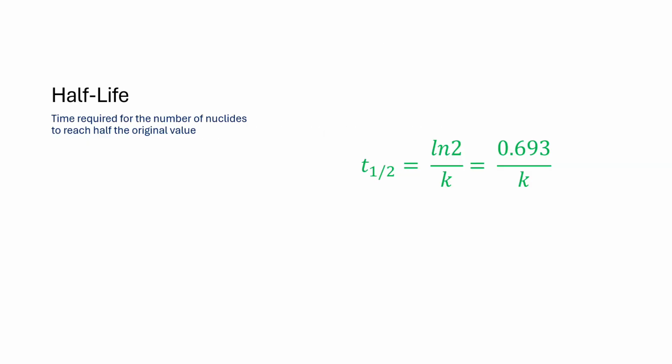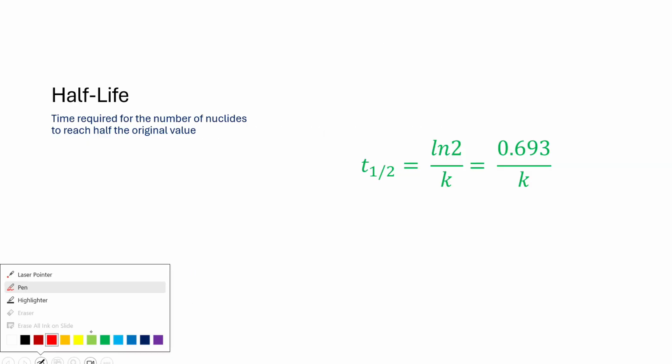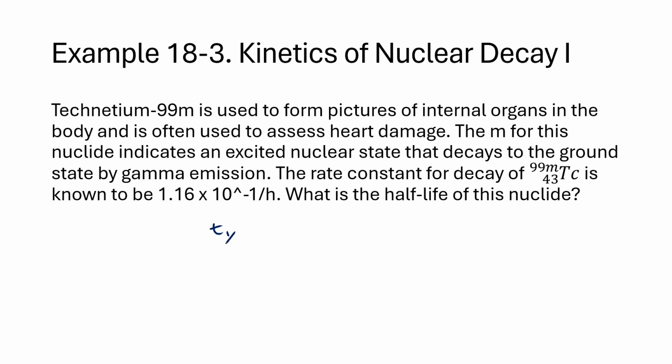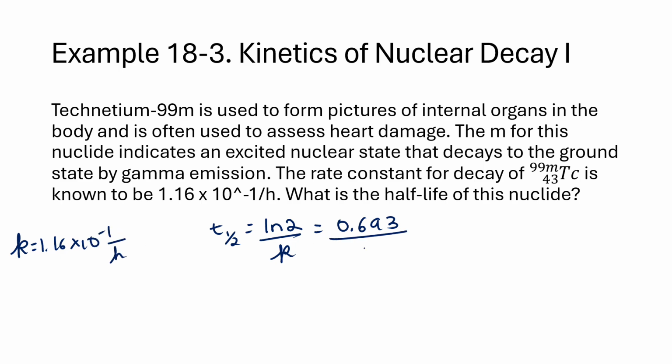So we're already given the formula for half-life. t1/2 is ln 2 over k, or 0.693 over k. And so what is k? k is 1.16 times 10 raised to negative 1 per hour. So just do the same thing.